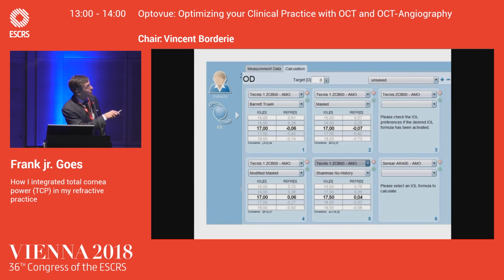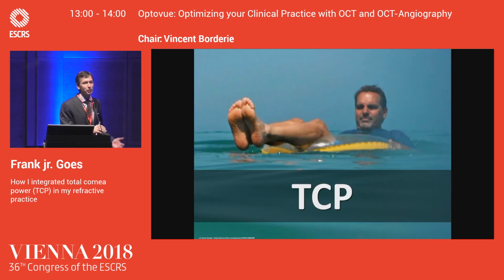And doing this, you can compare the OCT method with, for instance, the Barrett True-K method, the Masket method, the modified Masket method, and the Shammas no-history method. So we did this for a group of patients, and we compared the different formulas. And we were anxious to see whether the OCT method was better, yes or no.